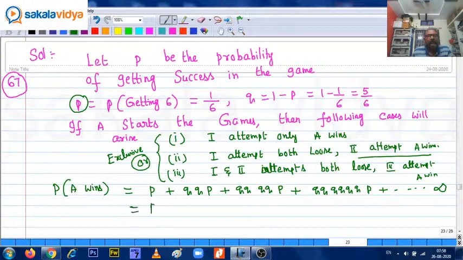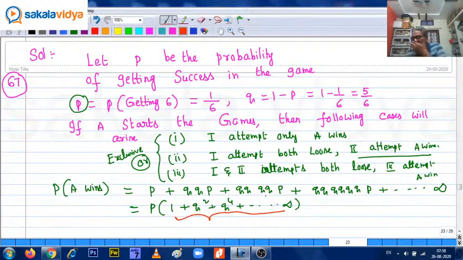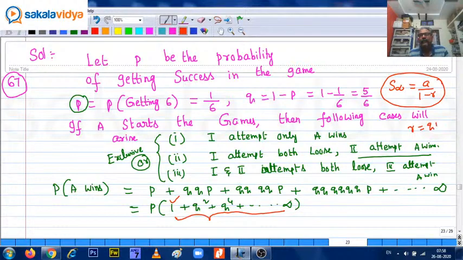Taking P common, you get 1 plus Q square, plus Q power 4, and so on, to infinity. If you observe, this is the sum to infinity of a geometric progression. The S infinity formula is a by 1 minus r. Here the first term is 1, the common ratio r is Q square. So we get P times 1 upon 1 minus Q square. We know both the P value and the Q value.